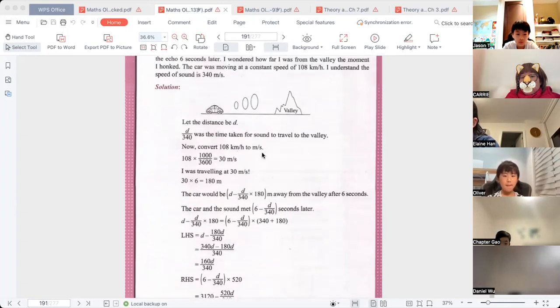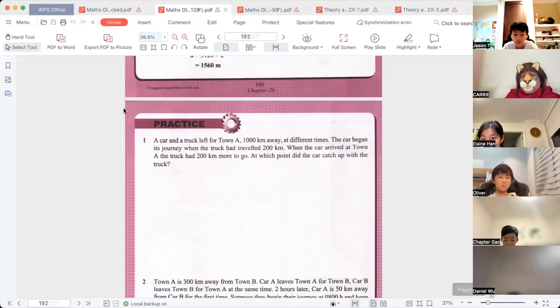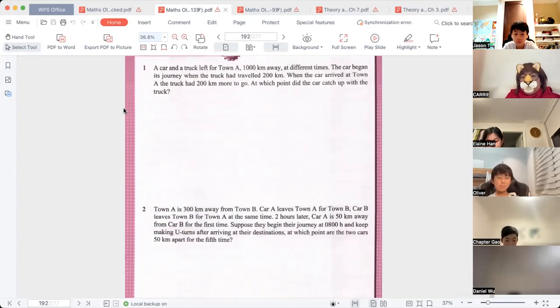Okay, so the thing is, because you need to understand when the echo is back, you need to find out exactly when the car gets stopped. When does the car get to the valley? Okay, so let's take a look at question number 1.